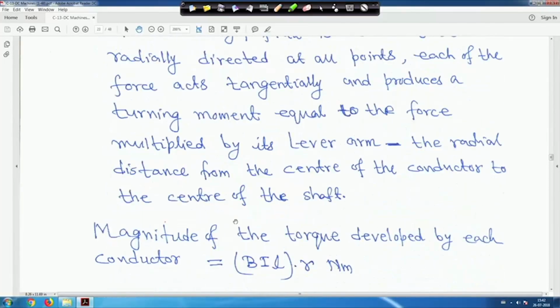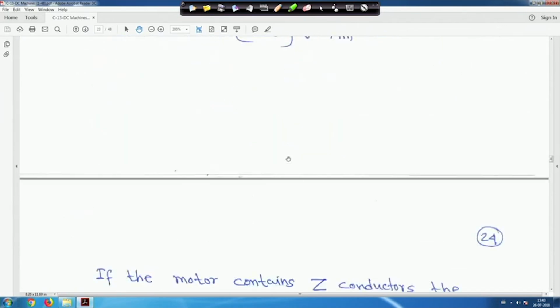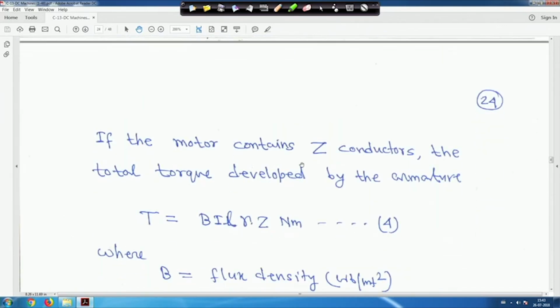So, all this write-up is there, just read carefully. This is my torque equation: B I L into r Newton meter. Now, if the motor contains Z conductors, the total torque developed by the armature will be B I L r into Z Newton meter, because that was for one conductor, but the total will be B I L r into Z Newton meter.